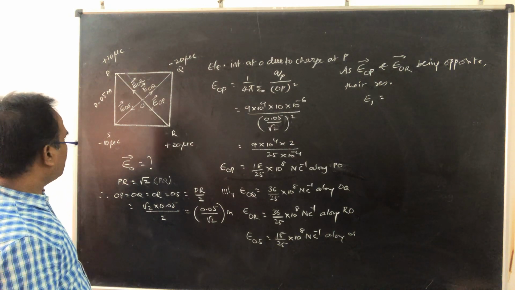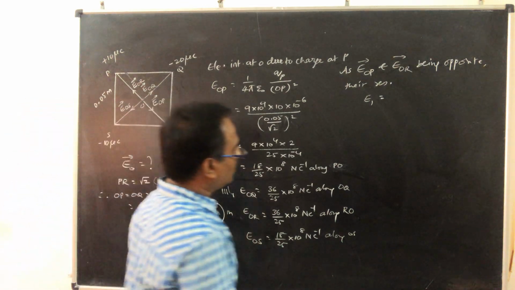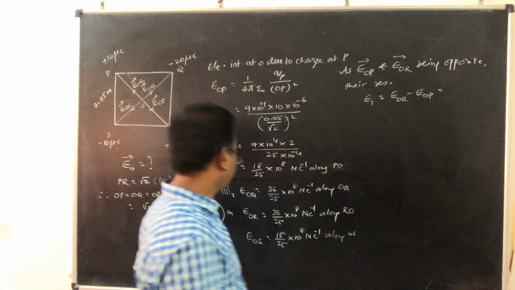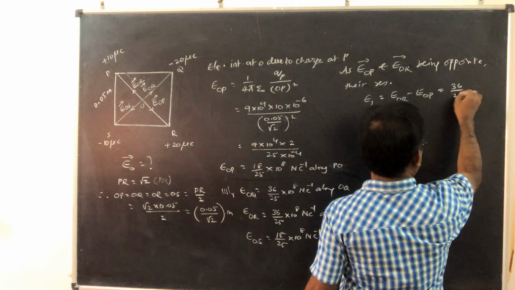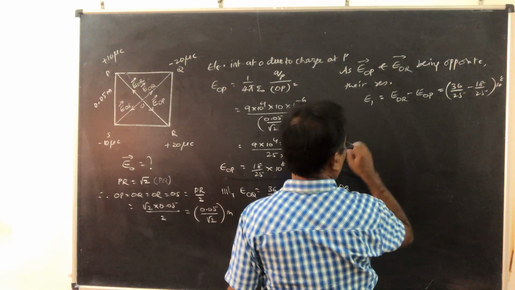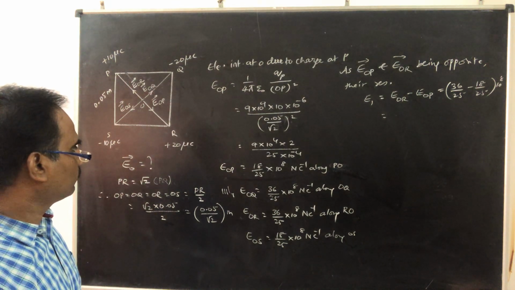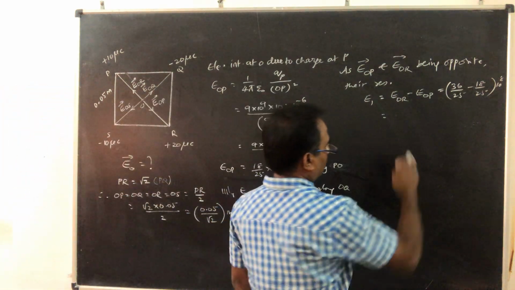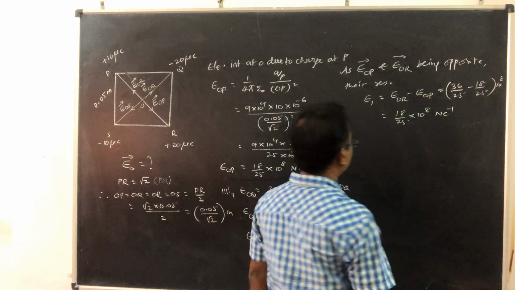See, out of these two, which is stronger? EOP and EOR. This EOR is stronger, therefore the resultant is EOR minus EOP. So it is 36 by 25 minus 18 by 25 into 10 to the power of 8. So if I do this calculation, it will be 18 by 25 into 10 to the power of 8 Newton per Coulomb.